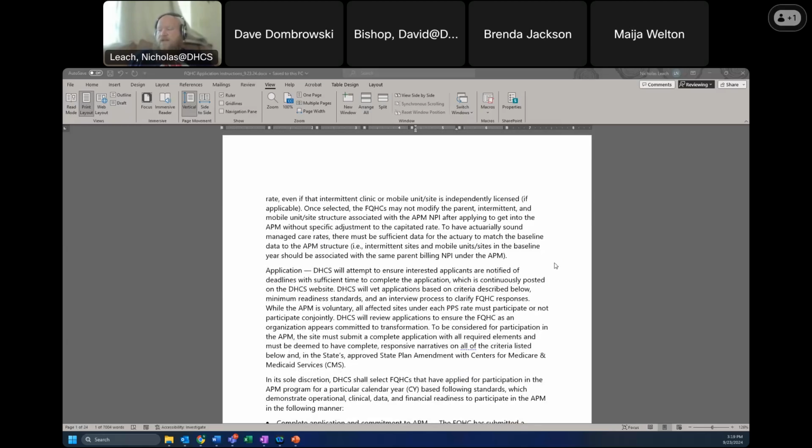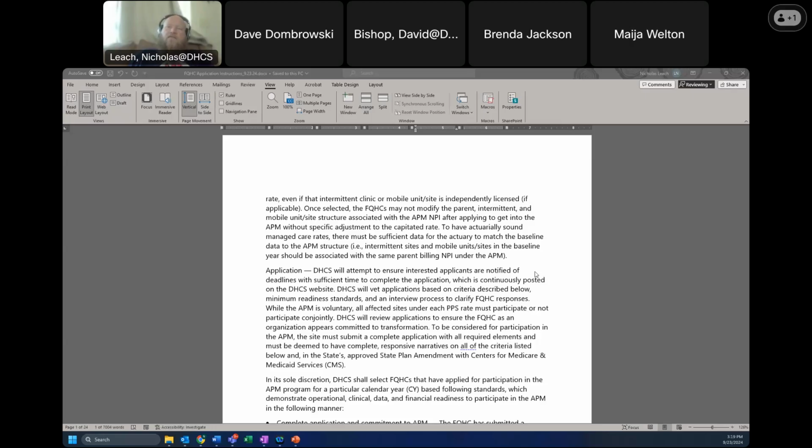To have actually sound managed care rates, there must be sufficient data for the actuary to match the baseline data to the APM structure, i.e., intermittent sites and mobile units/sites in the baseline year should be associated with the same parent billing NPI under the APM. Let's dive a little bit deeper into that specific requirement.